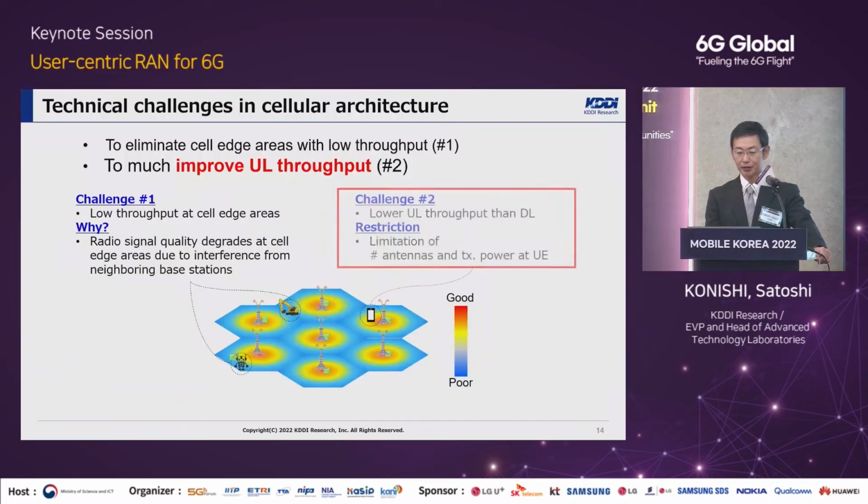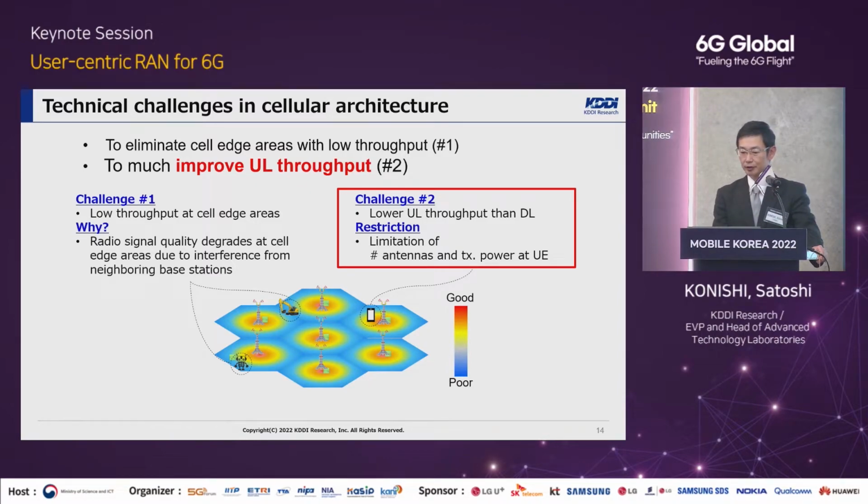Due to limited time, I'd like to move on to the next topic, but what I actually want to emphasize is that KDDI Research has been studying many topics and many issues on cell-free massive MIMO. And we have published a lot of academic papers and presentations on cell-free massive MIMO. Well, let me move on to the next one, uplink throughput improvement.